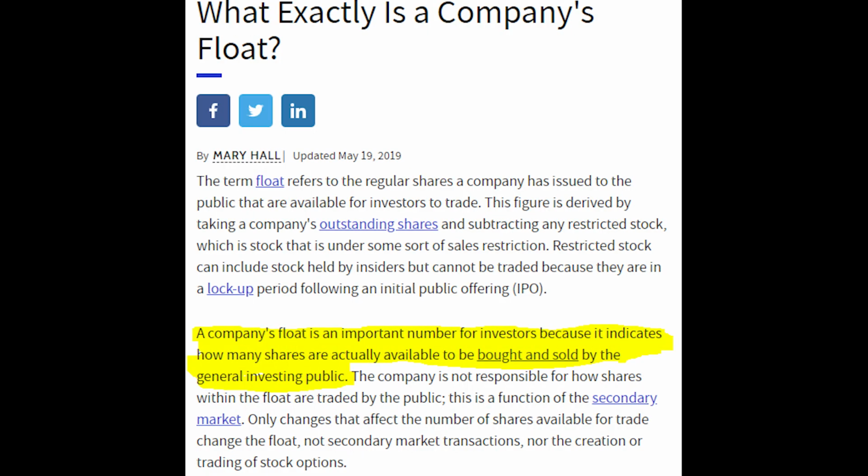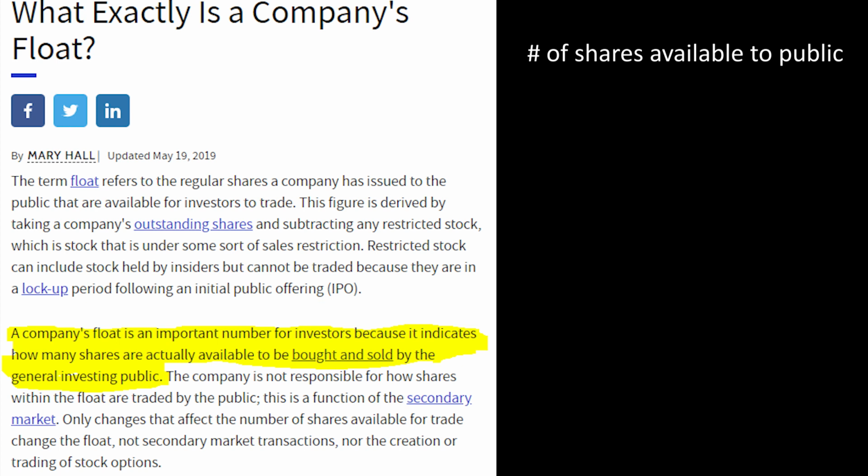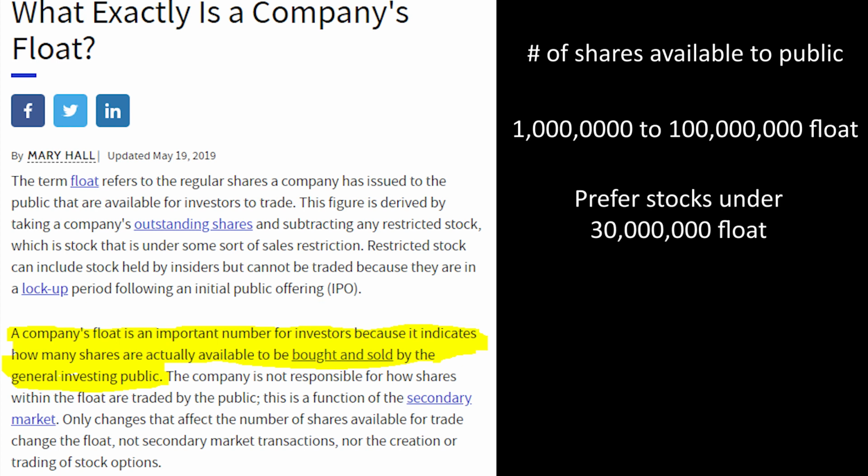So the first factor that I'm looking for when I'm deciding which stocks I want to trade is the float. If you're unfamiliar with what float is, it is the number of publicly traded or available shares. I prefer to find a stock that has a float between 1 and 100 million, although I definitely prefer stocks that are under 30 million, and under 10 is even better.